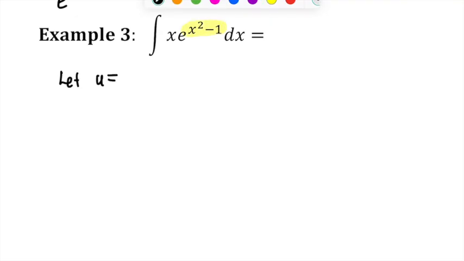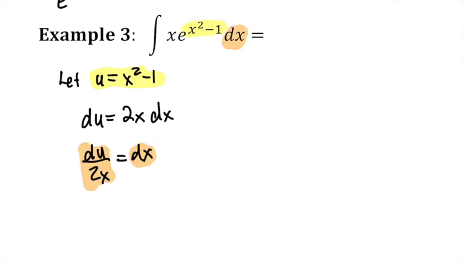So we're going to let u equal x squared minus 1. And then du, if we take the derivative of each side, we're going to get 2x dx. And then solve for dx. Now we are going to substitute everything back into our equation. So again, instead of x squared minus 1, we're going to write u. And then instead of dx, we're going to write du over 2x.